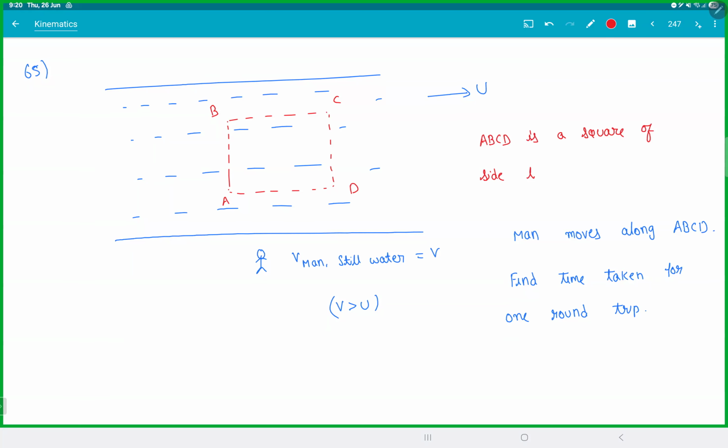This is case 1 and case 2. When you go from A to B, it is case 2. B to C, case 1. C to D, case 2. D to A, case 1. Right, Arya. Okay, you got it.